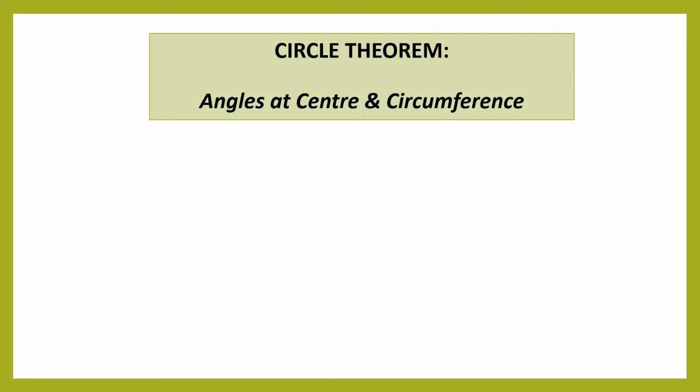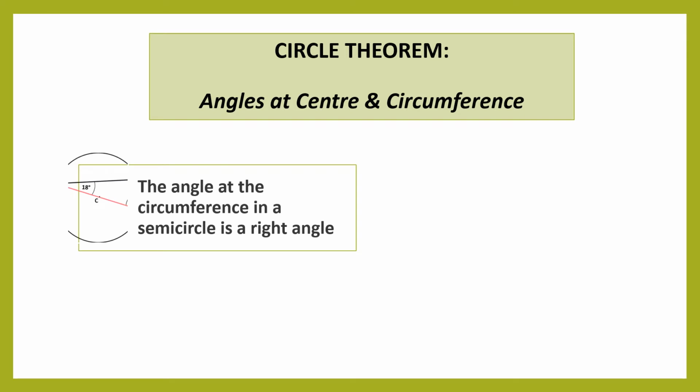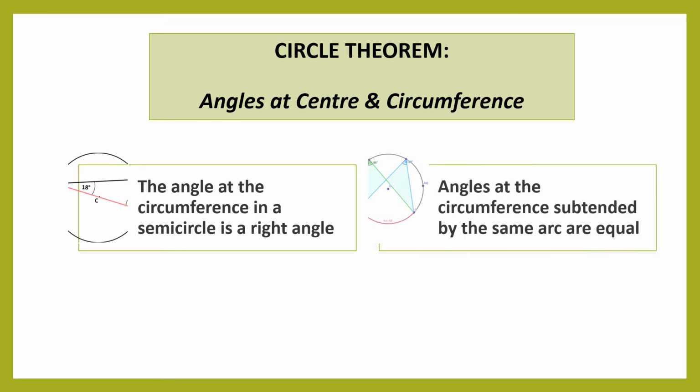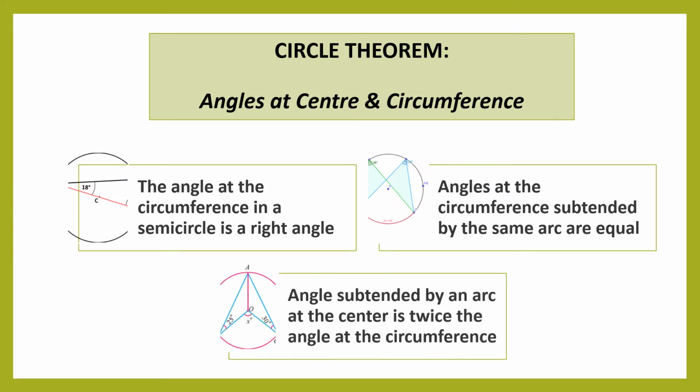In Part 1, we are going to learn about 3 circle theorems out of 7, including their applications, proofs, and how to use them to solve more difficult problems. This part of the circle theorems is named angle at center and circumference, in which we find 3 main circle theorems: the angle at the circumference in a semicircle, angles at the circumference subtended by the same arc are equal, and the angle subtended by an arc at the center is twice the angle at the circumference.